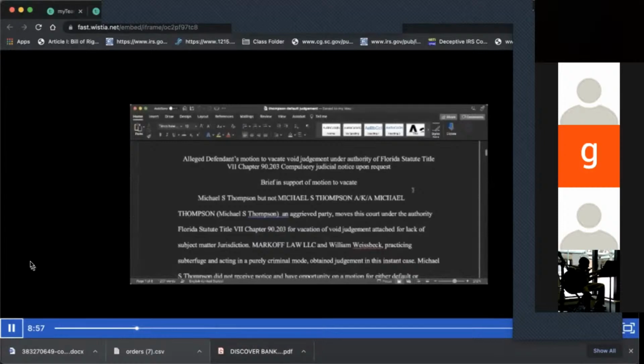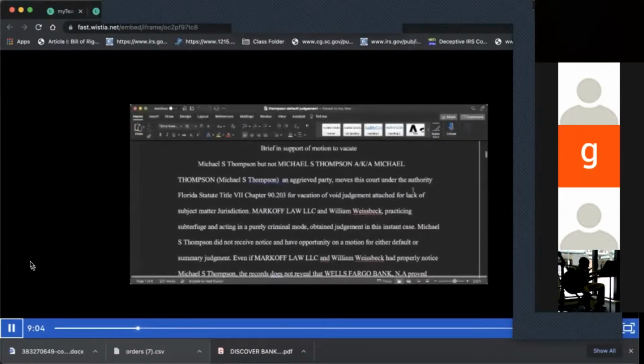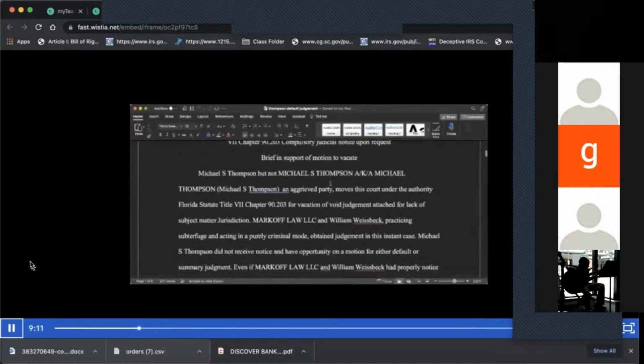So I threw a bunch of things in here. Brief in support of a motion to vacate. Michael S. Thompson, but not, see how I did this? I did, because this is how they had the caption. I don't go in and try to make a point of being obvious. Well, I'm being obvious, but I'm not focused on that all caps. Because one thing, this is a civil matter, and they're trying to get money. They're not trying to lock you up. So we have to distinguish where we're going to pick our battles.